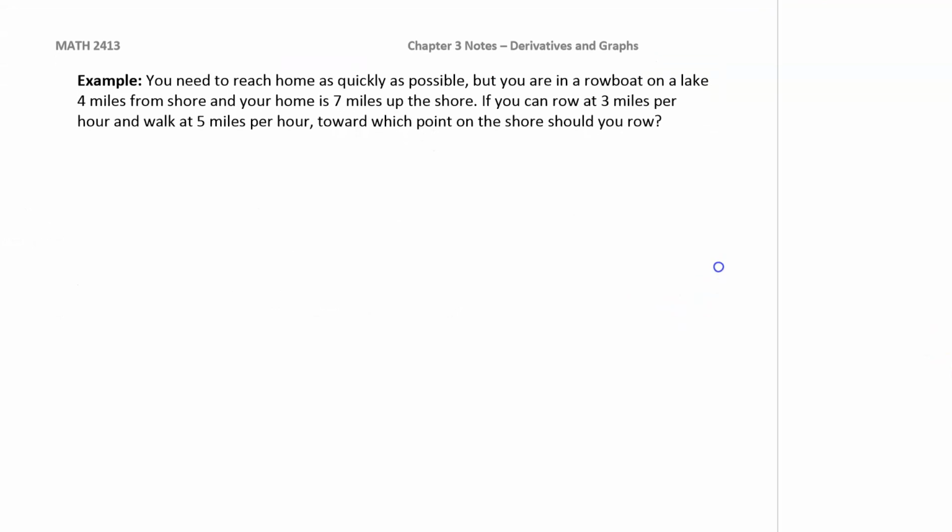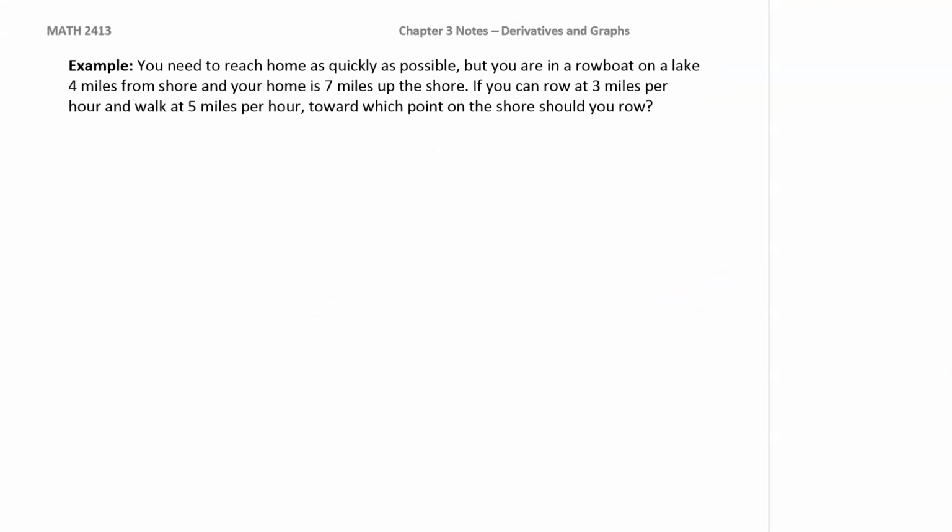This one says, you need to reach your home as quickly as possible, but you're in a rowboat on a lake 4 miles from shore and your home is 7 miles up the shore. If you can row at 3 miles per hour and walk at 5 miles per hour, toward which point on the shore should you row? So please draw a picture to represent this.